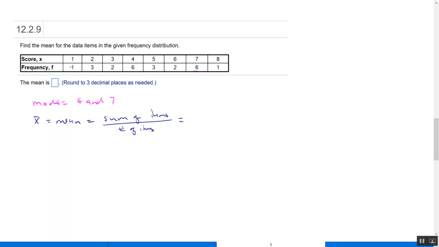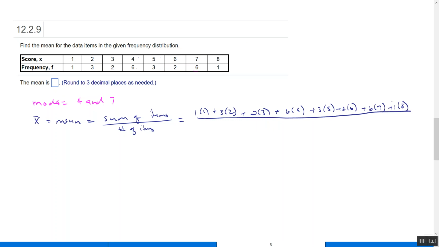So again, I've got 1, 1. And then I have 3 2s. I have 2 3s. There are 6 4s. There are 3 5s. 2 6s. 6 7s. And then there's 1 8. So that's going to be all of my data items.